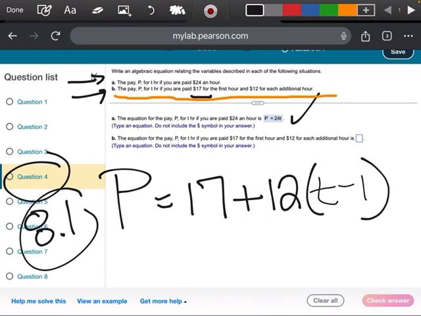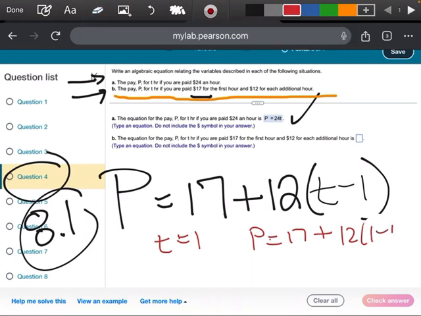So if you were to think about it like this for a second, suppose we said, what happens if T is equal to 1? So y'all, I wanna show you something. If T is equal to 1, I should just get paid 17. Let's verify that that's gonna be correct. 12 times, let's put a 1 right here because we said T equals 1, 1 minus 1. So y'all, right here, I know that 1 minus 1 is gonna give me 0, and 12 times 0 is just gonna give me 0 again. So there's my $17 an hour, right?